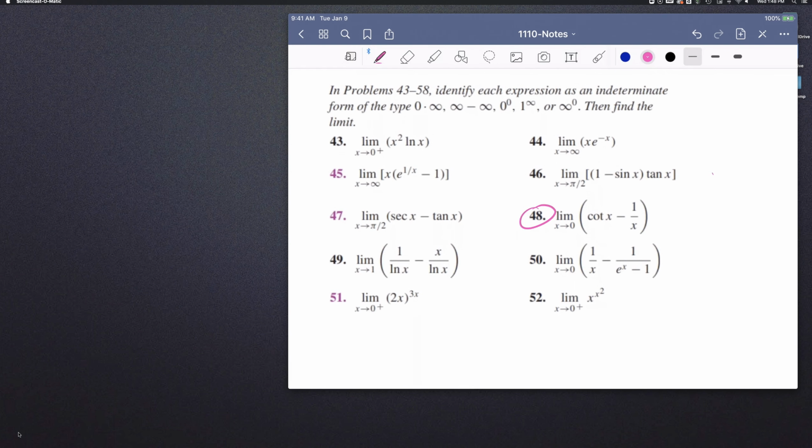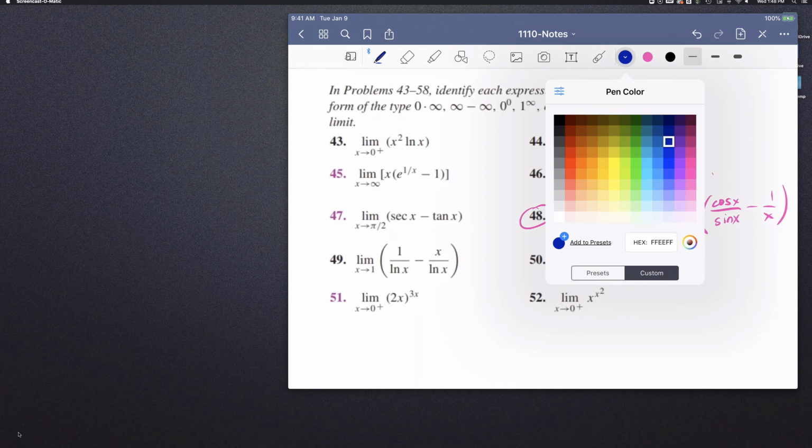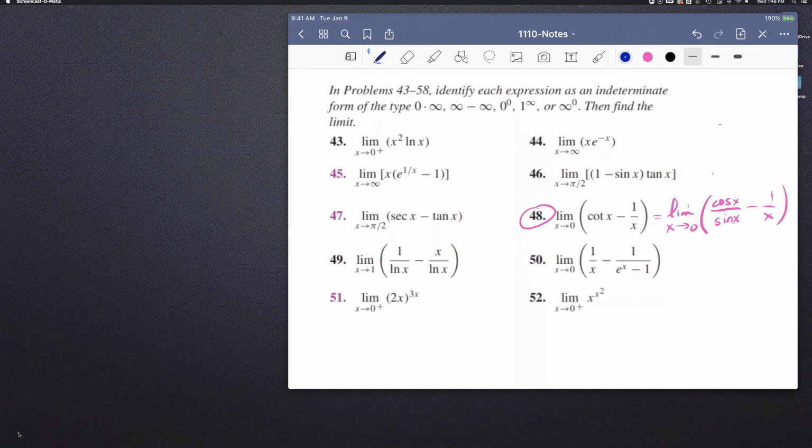Doing a little bit of pre-work on this problem, the limit as x goes to 0: cotangent is the same thing as the cosine of x divided by the sine of x, minus 1 over x. And we're seeing here that as x gets closer to 0, 1 over 0 is getting close to infinity.